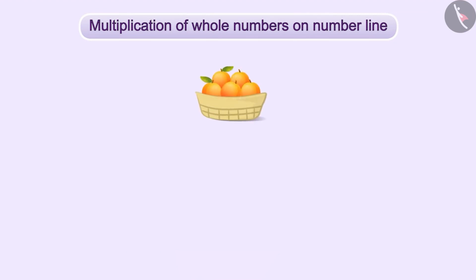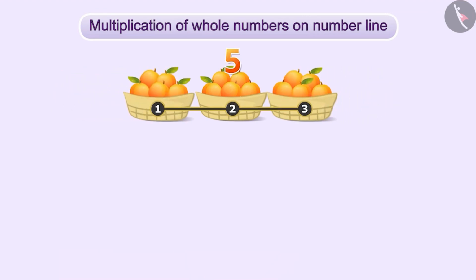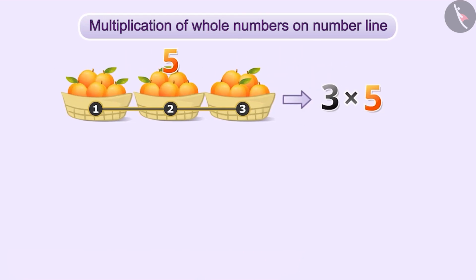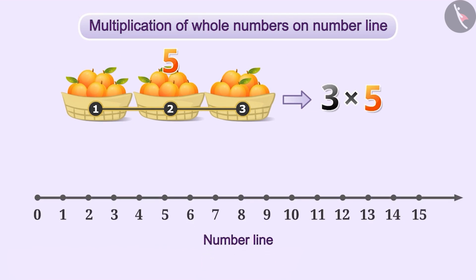Look at this basket. There are 5 fruits in it. If 2 more baskets containing the same number of fruits are kept with it, then how many fruits are there altogether? To find the value of this, we need to find 3 times 5. Let's express it on the number line. Like addition or subtraction, we will not start from 5. Instead, we will start from 0.